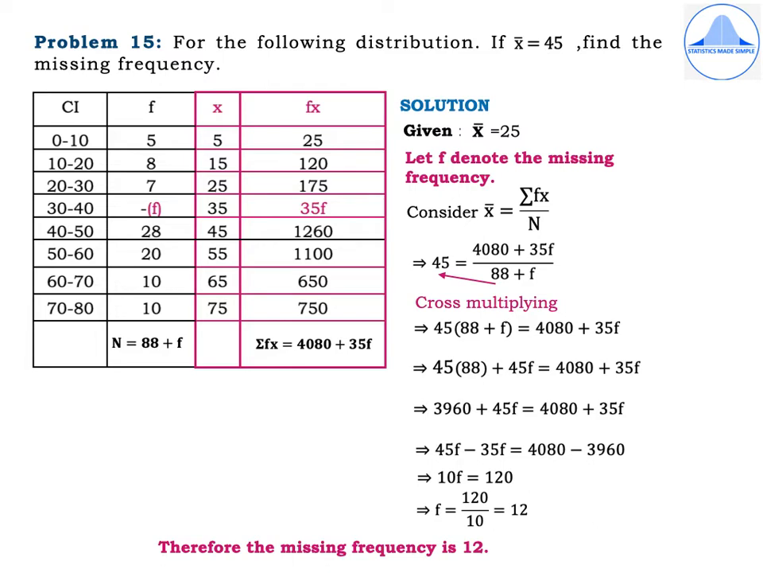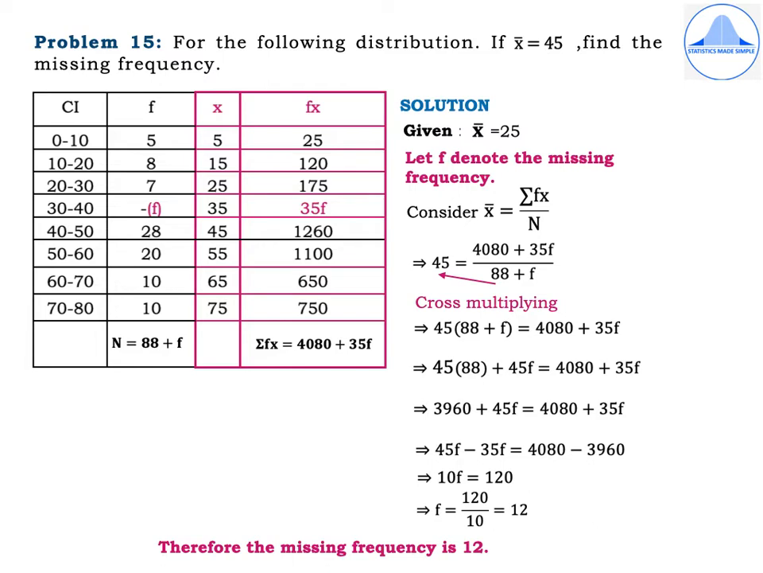Then starting with the solution, write given x bar is equal to 45. Let f denote the missing frequency. Then consider x bar equal to summation fx by capital N, which is the formula of the mean for continuous data. Substituting the values which we know in this formula, you get 45 is equal to 4080 plus 35f divided by 88 plus f. Cross multiply.